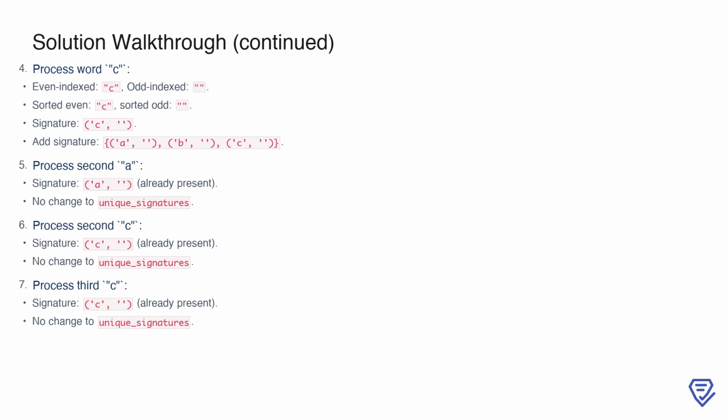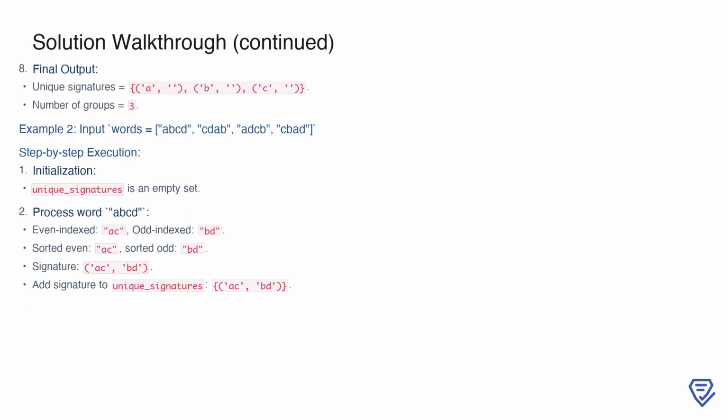Now we process the word c. The even indexed characters are c, while the odd indexed characters are empty. After sorting, the signature becomes c, which is added to our set, updating unique_signatures to {a, b, c}. For the second occurrence of the word a, its signature is computed as a again, which is already present in the set, so no changes are made. Similarly, for the second and third occurrences of the word c, their signatures are also c, which are already present in the set, so unique_signatures remains unchanged. At this point, no new signatures are added, and the set continues to hold {a, b, c}.